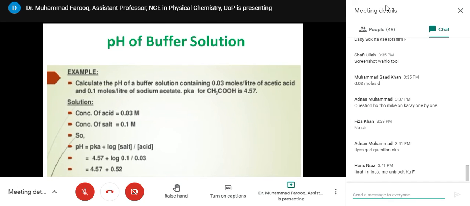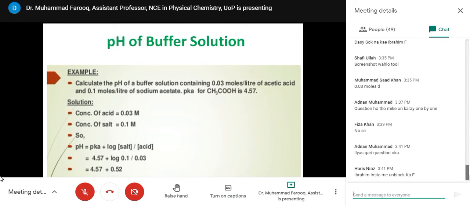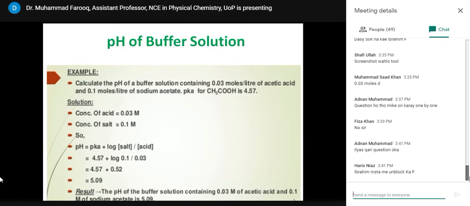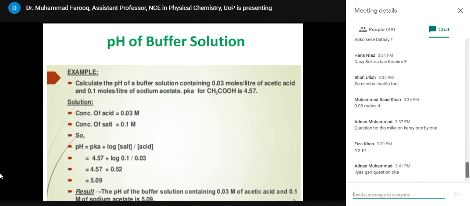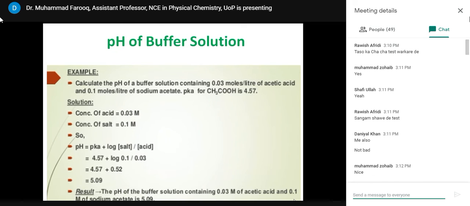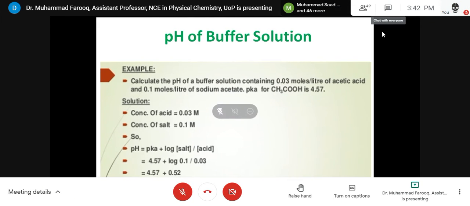Sir, if we take the anti-log then the same minus will come, and this value which is in the minus goes to the other side and converts to plus? No. But for example, pH is equal to pKa. So, for example, from here you will get zero. Okay, you got the zero. Yes, sir. Then zero is equal to plus log of salt divided by acid.